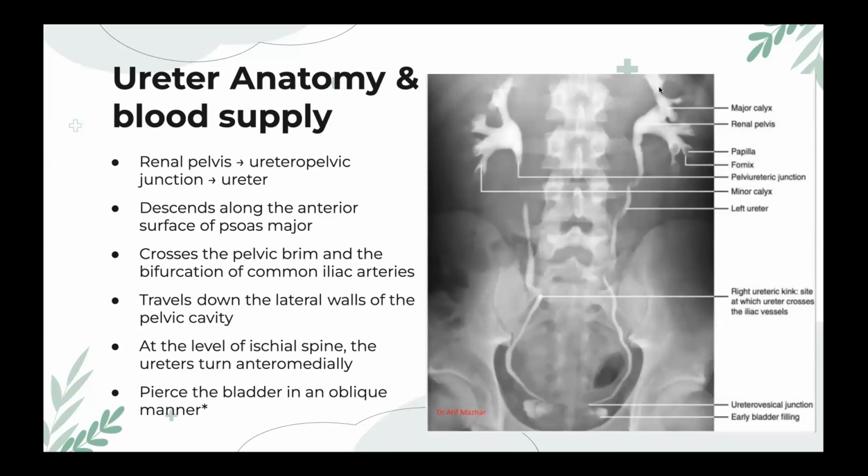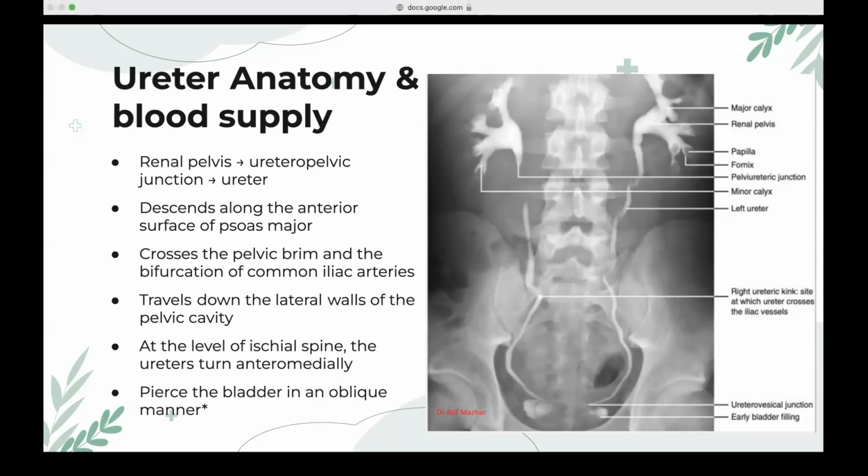And you can see here the major calyx, the renal pelvis. Here you have the uretero-pelvic junction. Then the ureter goes down along the surface of the psoas major. Then it enters the pelvic cavity by crossing the bifurcation of the common iliac arteries, as we mentioned. And it goes down the lateral walls of the pelvic cavity, then travels anteromedially and goes into the bladder. Okay.